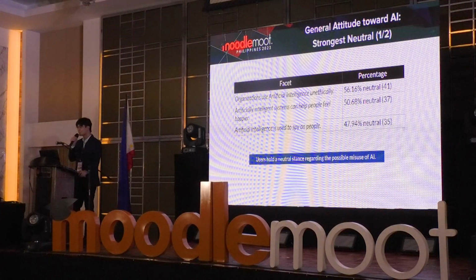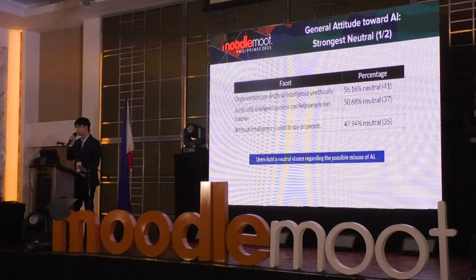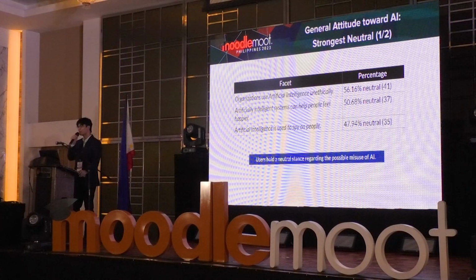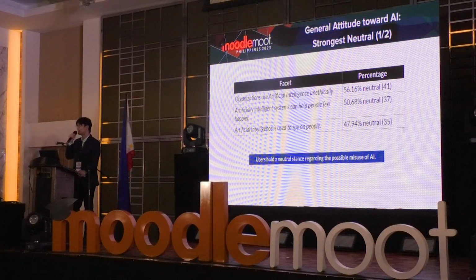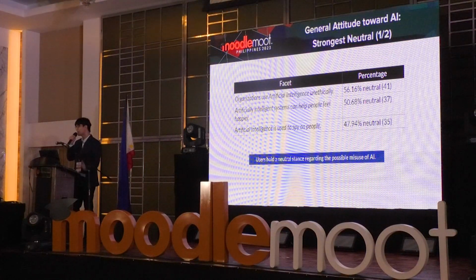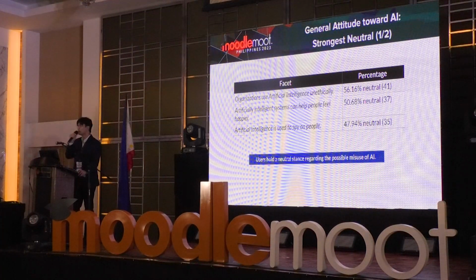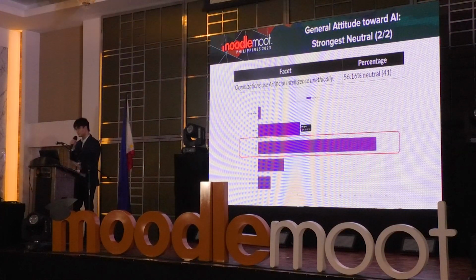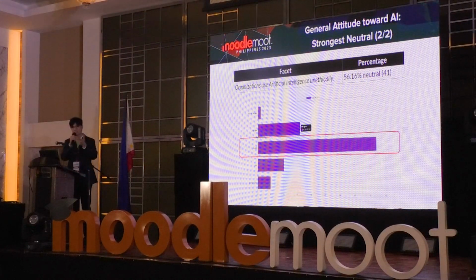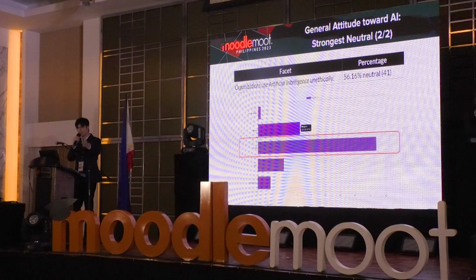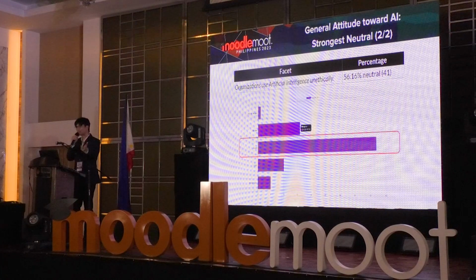And then I've also checked the strongest neutral statements. "Organizations might use AI unethically," 56% are neutral about this. "AI systems can help people feel happier," they are also neutral about this. And "AI is used to spy on people," about 48% neutral. We can say that users hold a neutral stance regarding the possible misuse of AI. Just to show you again a specific example, "organizations use AI unethically," the amount of neutrality is quite high in here.